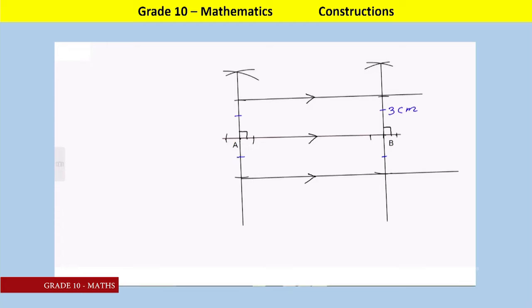Remember to mark the parallel symbol. How can we mark parallel? How do I know parallel? Mark that arrow symbol. It represents that lines are parallel.